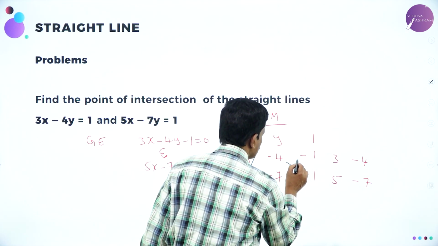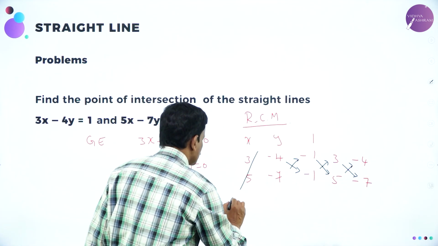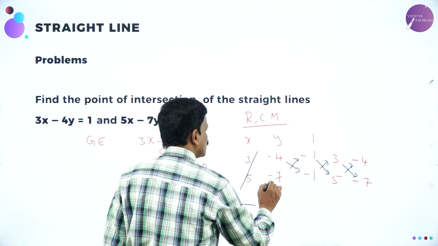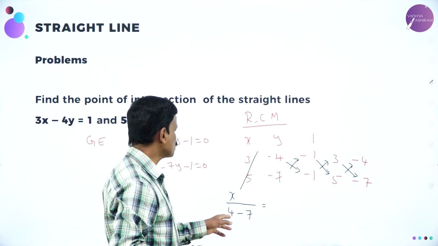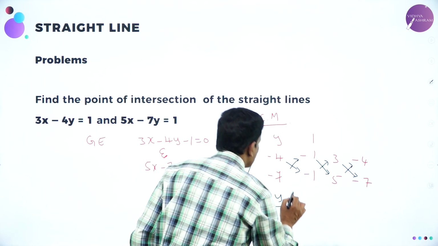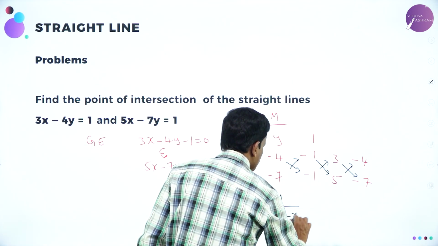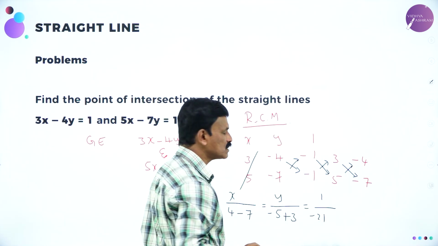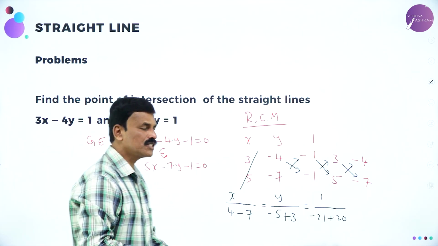Now cross multiply these two, just multiply and subtract. So x divided by: minus into minus plus 4, ones are 4; minus, minus into plus minus, 7 ones are 7. So x divided by 4 minus 7, is equal to y divided by, multiply these two: minus 1 into 5 is minus 5, minus into minus plus 3, is equal to 1 divided by: minus 3 into 7, that is minus 7 into 3 is minus 21, minus into minus plus 5 4s are 20. That's it. Okay, so very simple.